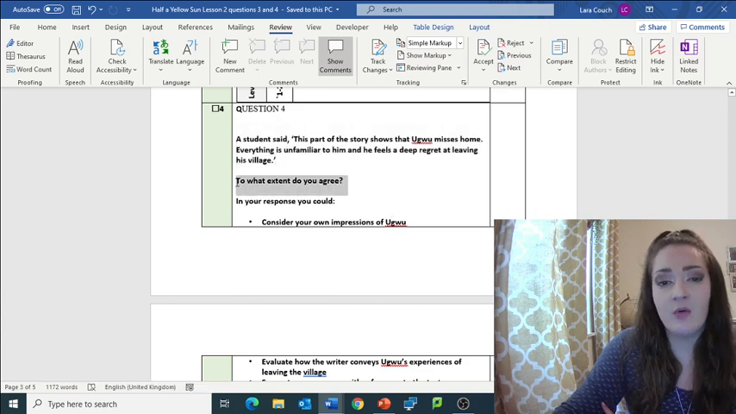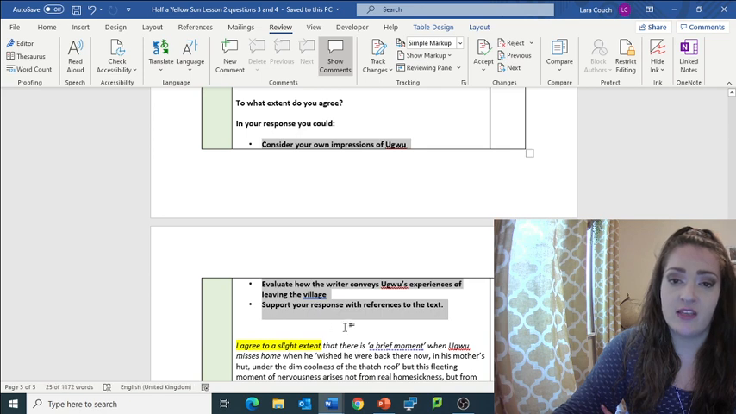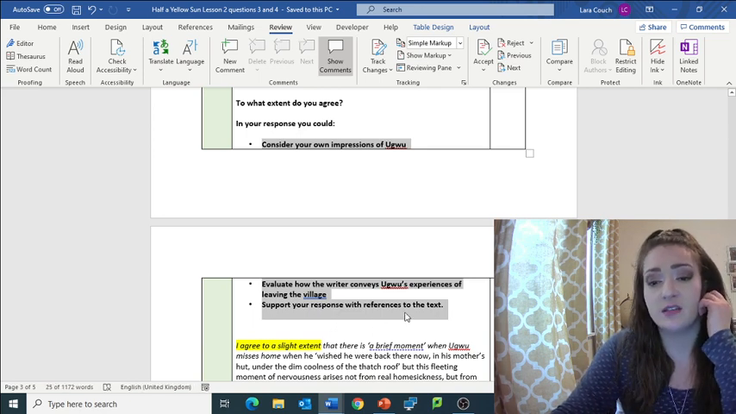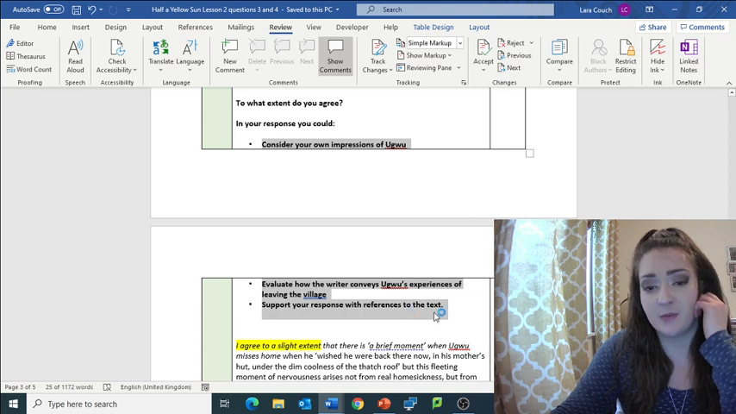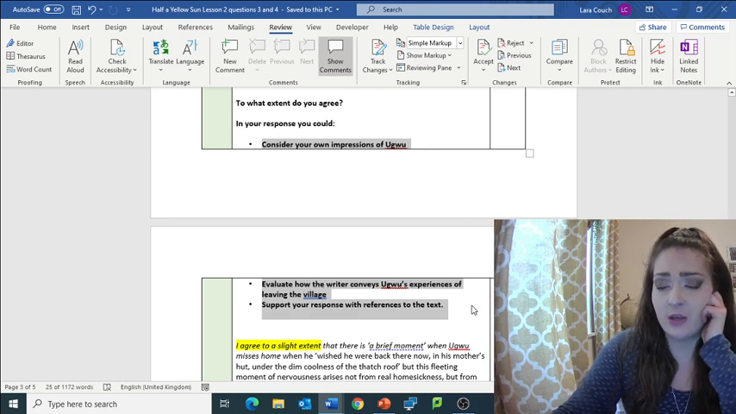What you need to do now is answer the question which refers to the statement. It says, to what extent do you agree? So how much do you agree with this statement that the story shows that he misses home and everything is unfamiliar and he feels a deep regret leaving? So do you agree, disagree, or both? Again, like with the other questions, it has 3 bullet points that you could consider. Consider your own impressions, relate how the writer conveys the experiences of leaving the village, and support your response with references to the text.